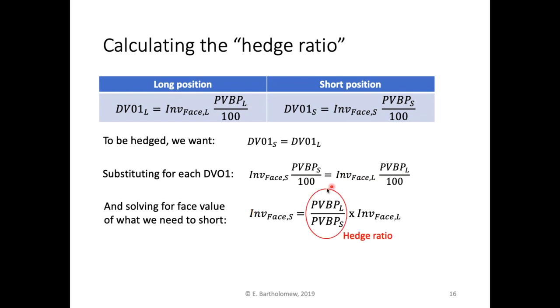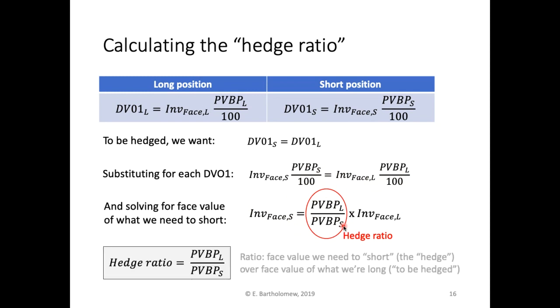And this ratio here, PVBPL divided by PVBPS, is the hedge ratio. So note it's kind of the reverse of what you're looking for. You're looking for the investment face value of the short position, and we need to take the ratio of the price sensitivity of the long, the PVBP of the long, divided by the PVBP of the short. And that's the hedge ratio, or the ratio of the short face to the long face.